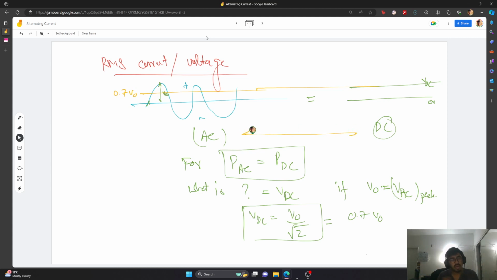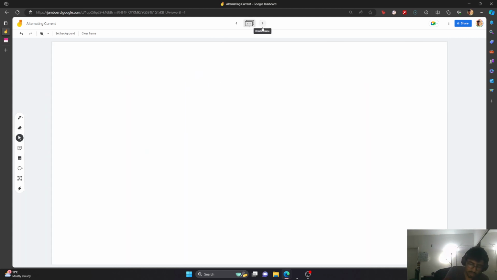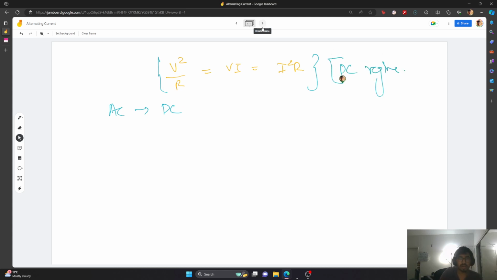The reason why we draw these equivalent scenarios is because we already have formulas for power in DC, like V square by R, V into I, or I square R. So if we know this equivalent to convert from AC to DC, before using these formulas which are for the DC regime, we can simply convert our AC power first.